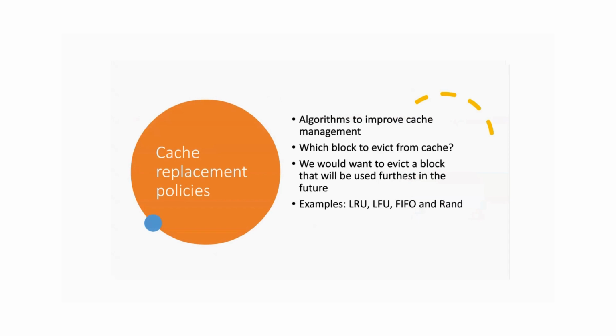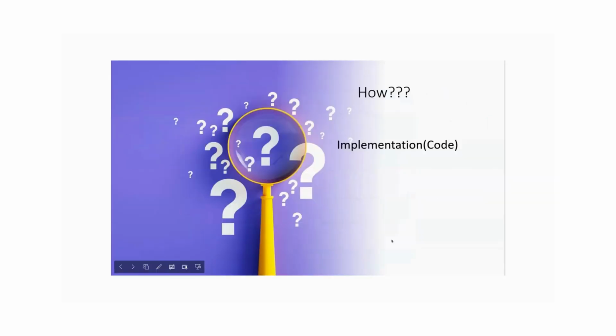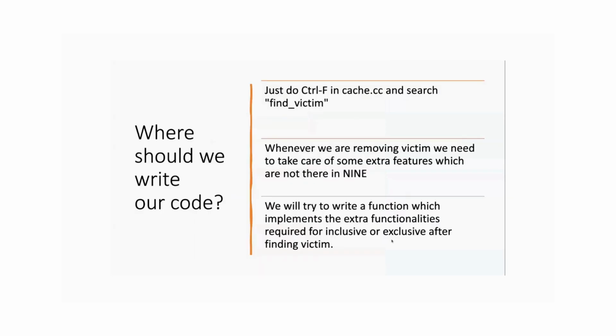Now I think Pranay can take over with the implementation part. So we have already learnt the theory of inclusion and exclusion policies. Now we need to see how we implement them in code. So let's see the features. Where should we write our code in cache.cc? That's the first question. What we learned is we need to implement some extra features other than what is already there in NINE. These extra features are always implemented when we are removing a victim. So we'll find the find victim function in cache.cc, and we'll add some new function below find victim which implements the extra functionality of inclusive if it's inclusive, and exclusive if it's exclusive. So we'll see the functions.